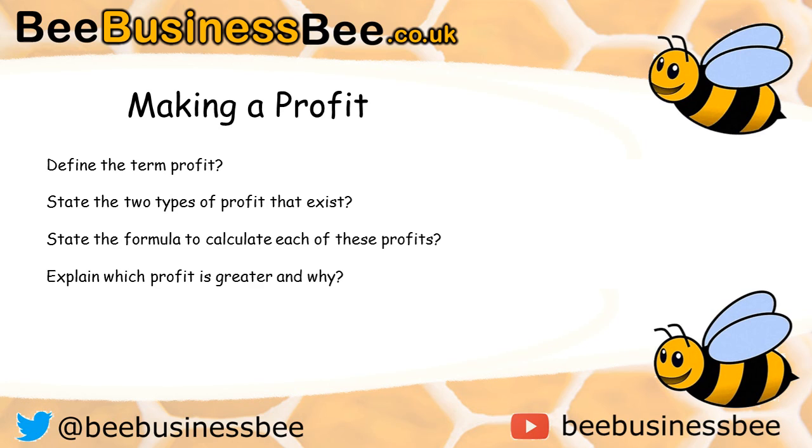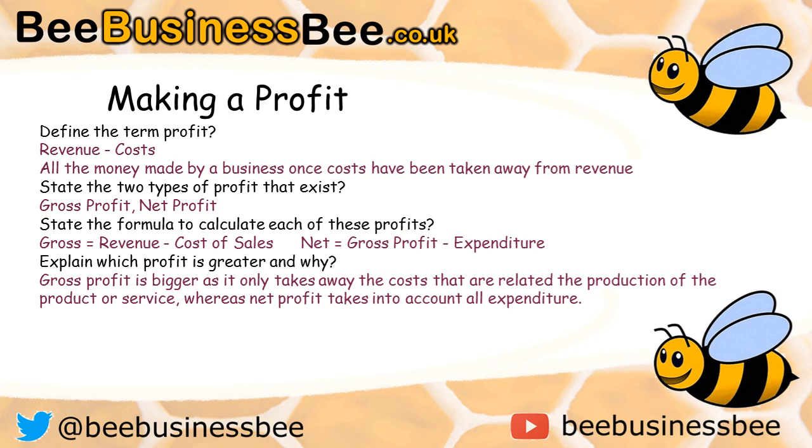Define the term profit. State the 2 types of profit that exist. State the formula to calculate each of these types of profit. And explain which profit is greater and why. Profit can be defined as revenue minus costs, or it's all the money made by a business once the costs have been taken away from your revenue.